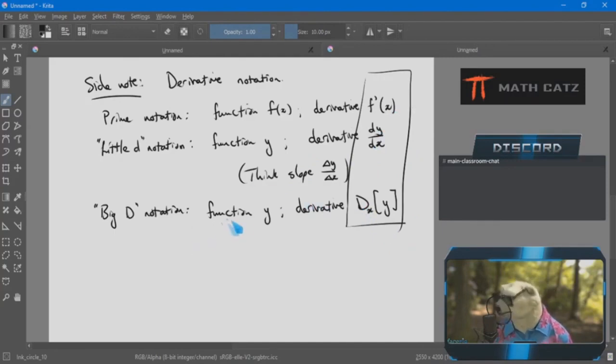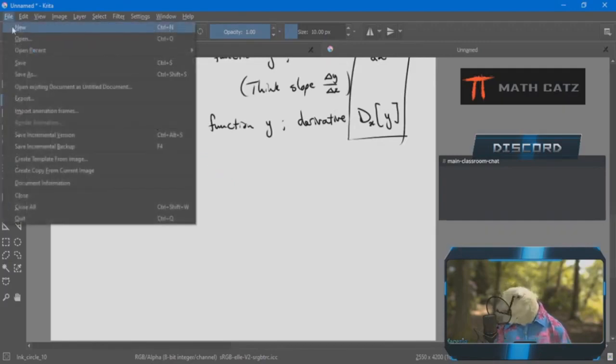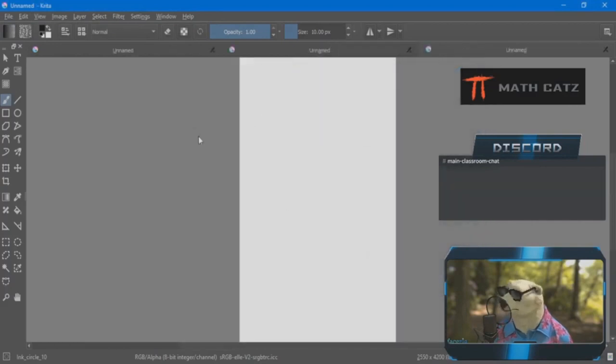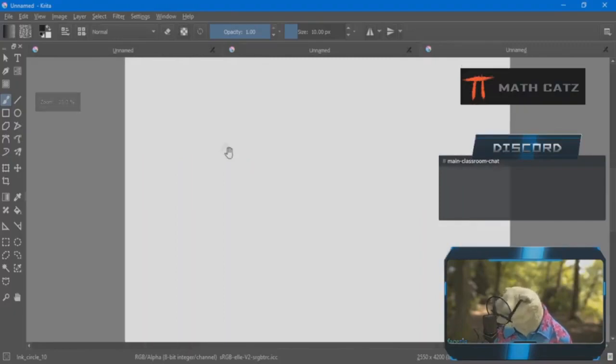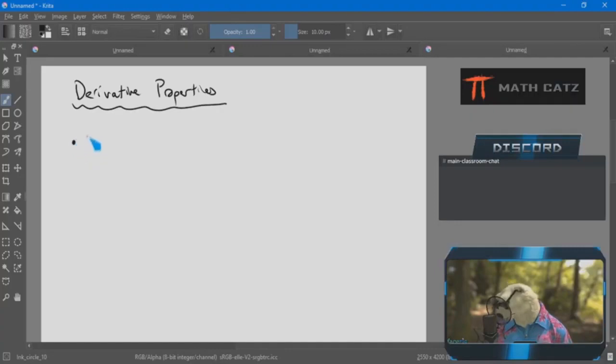Okay. So let's make a new page, where we are just going to list all the properties that we know so far. And there's only one. Okay, so let's call this derivative properties. And I'm going to use my big D notation because I want to get used to it. And it doesn't get enough attention. It should get more attention.